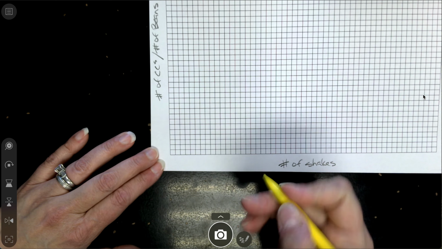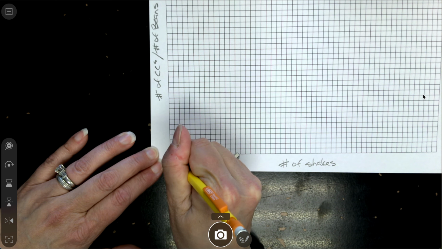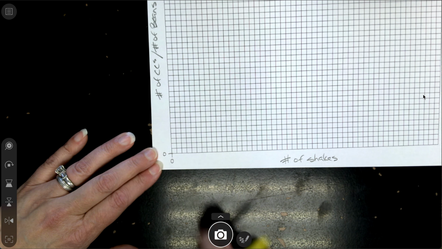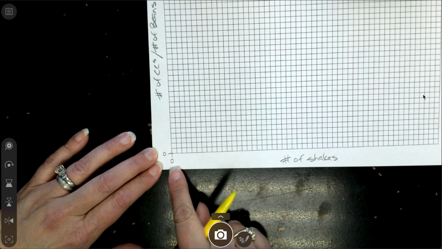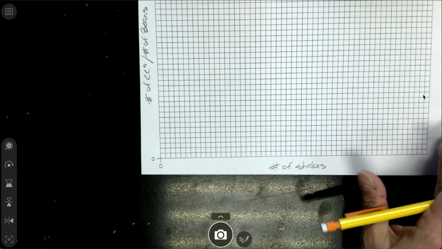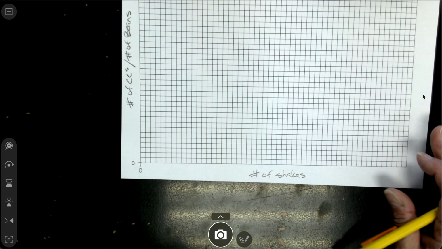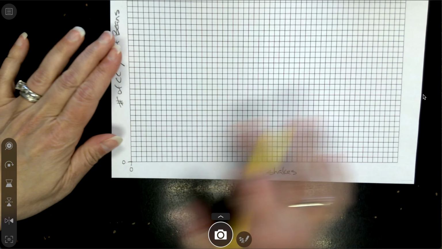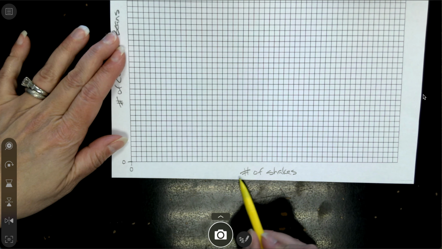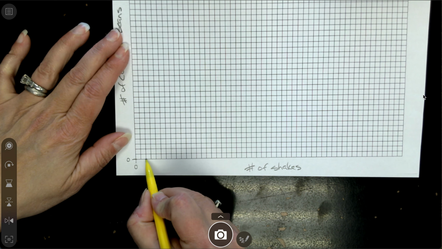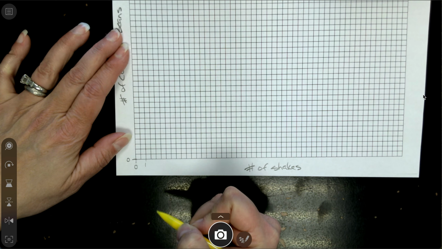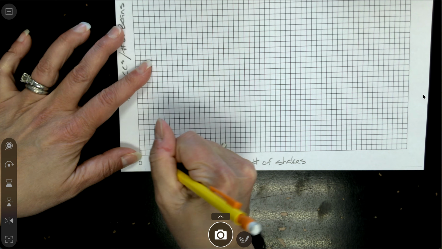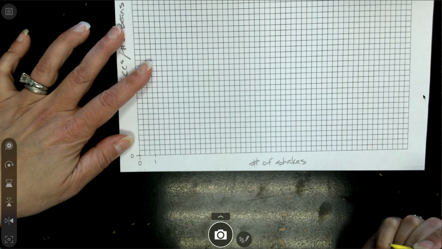Now, not all graphs have this, but this graph does. You are starting with 0 shakes, and you're ending with 0 cc's, and you started with 0 beans. So there is a 0, 0 for your origin. All right. Now, I'm not going to say that you have to use all of the graph space, but you do have to use the majority of the graph space. So depending upon your number of shakes, well, maybe it's two boxes is worth a shake.